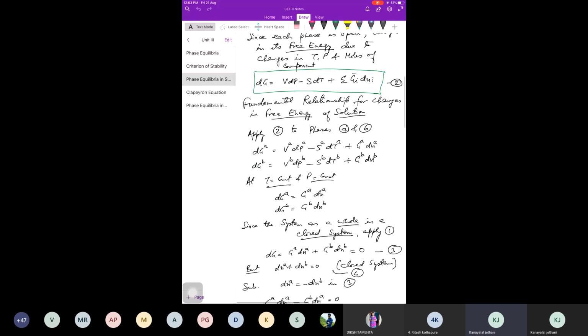So if I take constant temperature and pressure, dT will be 0 and dP will be 0. Right? So dT is equal to 0 and dP is equal to 0. So what I'll get is dGA is equal to GA dNA and dGB is equal to GB dNB.